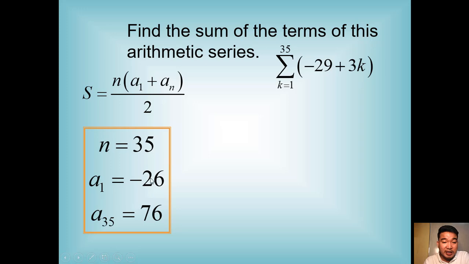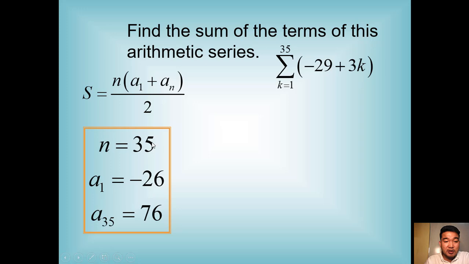How do we get negative 26? We substitute 1 here to k. So you will have 3 times 1 is equal to 3. Negative 29 plus 3 is equal to negative 26. And to get the value of A sub 35, we substitute 35 here at k. So 3 times 35 is equal to 105. Negative 29 plus 105 is equal to 76. So A sub 35 is equal to 76.